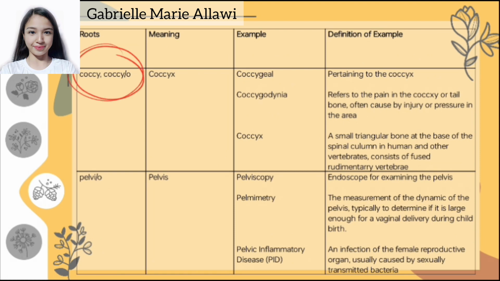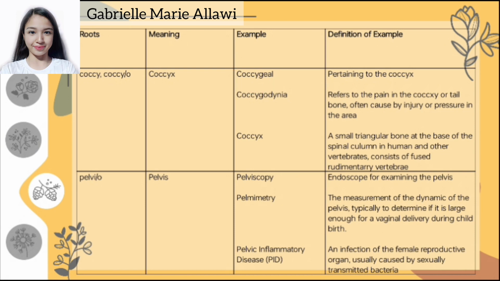The root cocci means coccyx. The coccyx is our tailbone, a small triangular bone located at the bottom of the spine below the sacrum. It's composed of several fused vertebrae and serves as an attachment point for ligaments and muscles. The coccyx has no major function in modern humans, but may provide some support for sitting and stability for nearby structures. One example for the root cocci is coccygeal.